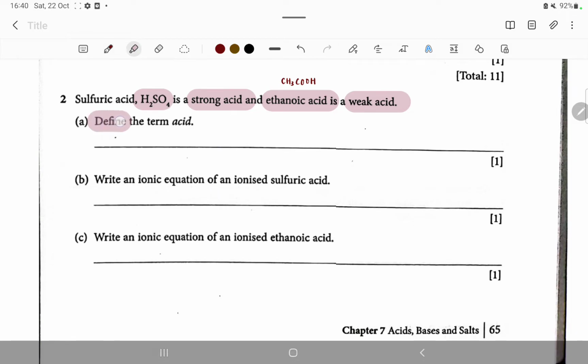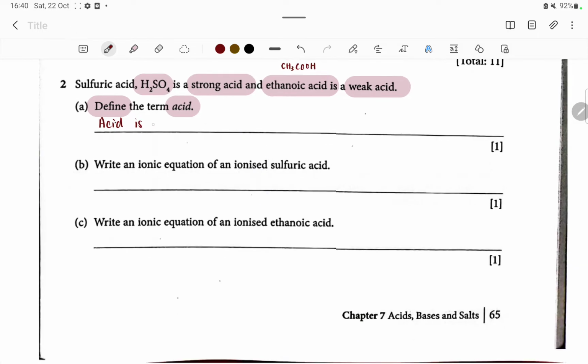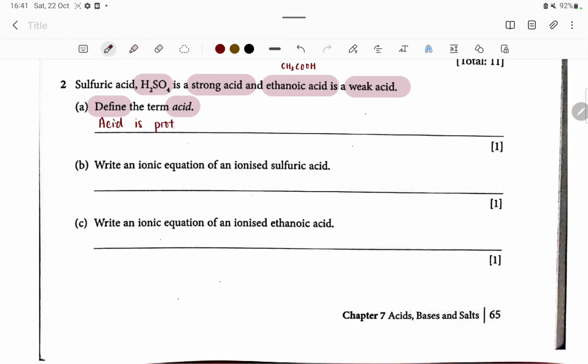Define the term acid, so you have to define. And okay, when defining, always write down the term first. Acid and then is, okay, it's easy, proton donor. Or you can write H plus donor. It's the same thing.